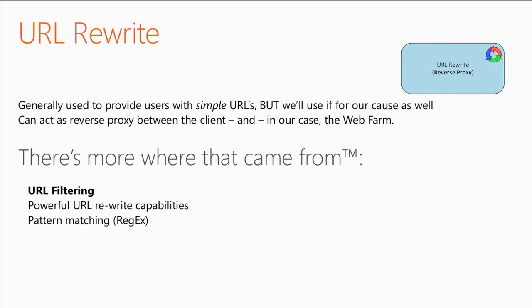Okay, so let's put it in theory. The first component is the URL Rewrite. And the most important thing that we are picking off this component is the URL filtering, as I mentioned earlier. This is where the reverse proxy component of the IIS ARR is. It also has something interesting, which is the pattern matching, or regular expression.